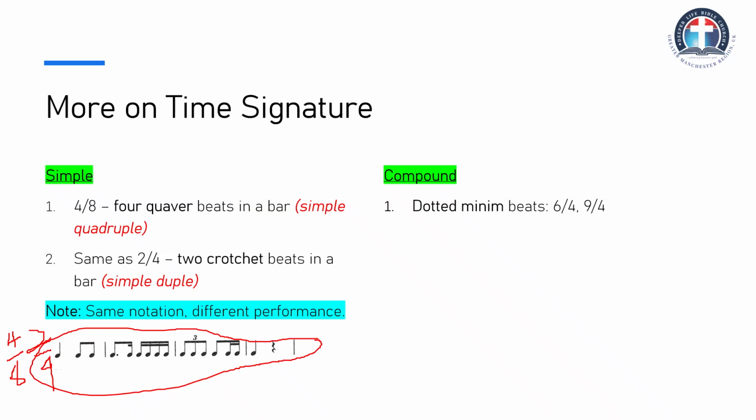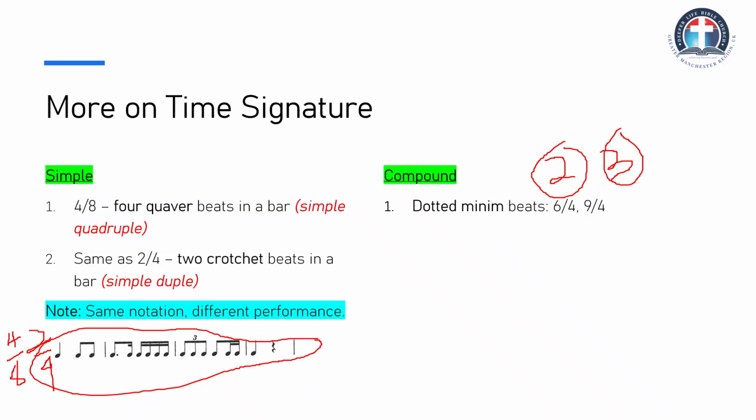What does 6/4 mean? 6/4 simply means 2 dotted minim beats in a bar. Then 9/4 is 3 dotted minim beats in a bar. So you can already tell that this is a compound double and this is a compound triple time signature. Those are the two we are introducing.